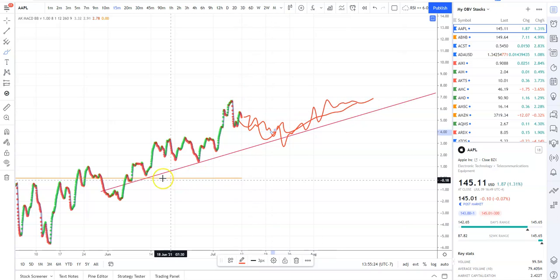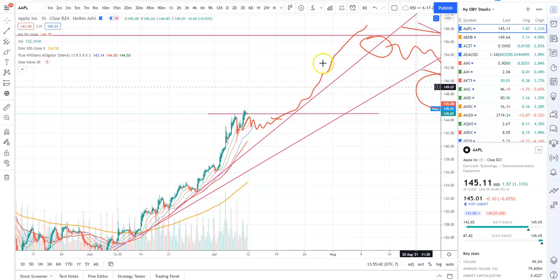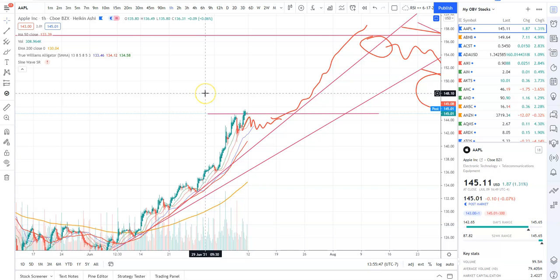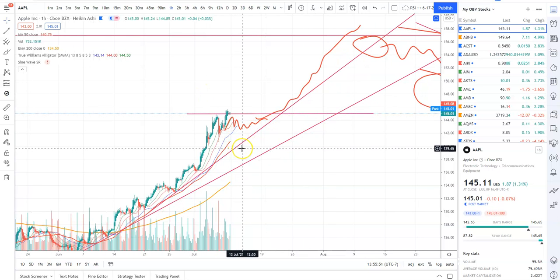So that's kind of what I'm watching for, one of two things or both: either a breakdown of this trend line in the momentum, or a breakdown in one of these two trend lines on the 1 hour time frame. So that's it for Apple. Everything's still looking very positive heading into the final 3 weeks or so of this month.